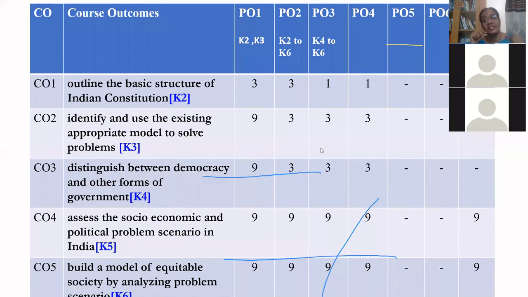But what I am suggesting here is a thumb rule that we follow in our college, by studying the levels of the POs from PO1 to PO3. PO1 is addressing K2 and K3. PO2 is addressing K2 to K6. PO3 is K4 to K6. So out of this, PO1 is covering K2 to K3, which means for K2 you can give either 1 or 3. For K3, you can give full.